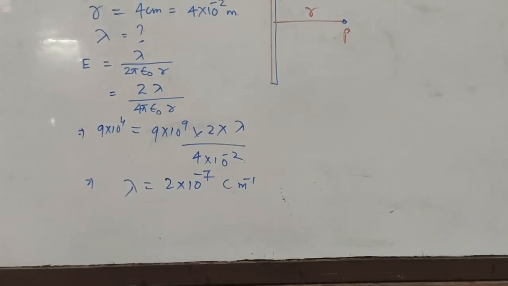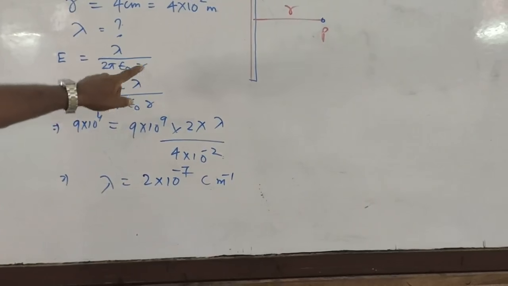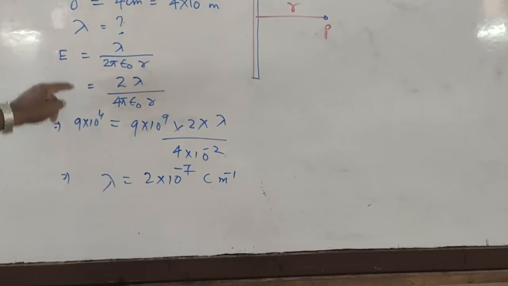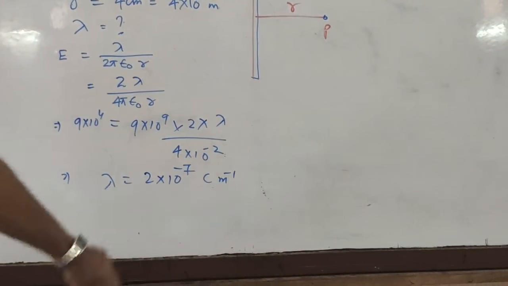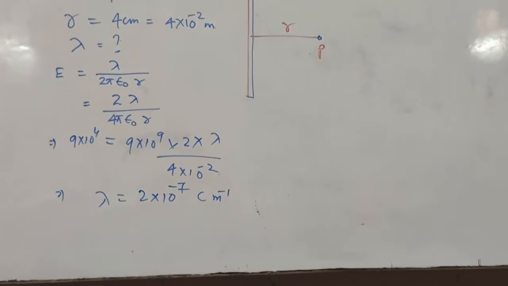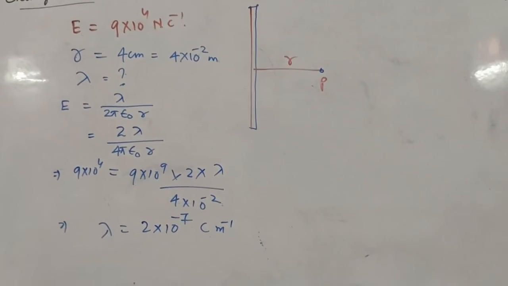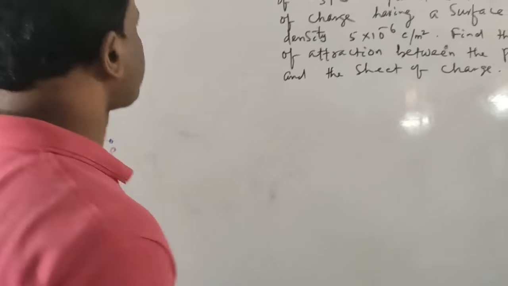Clear? So this is the formula for the field strength at a point due to a linear charge distribution, and the linear charge density is 2 into 10 to the minus 7 coulomb per meter. Clear? Come to another question.